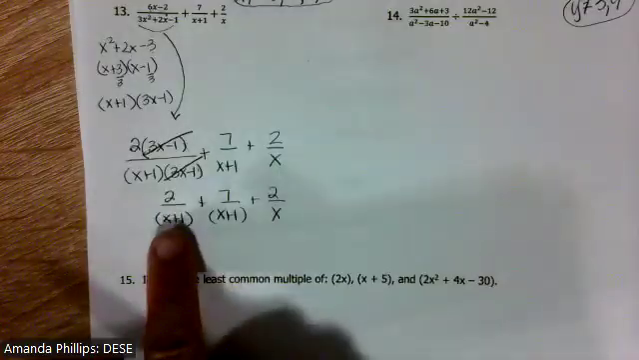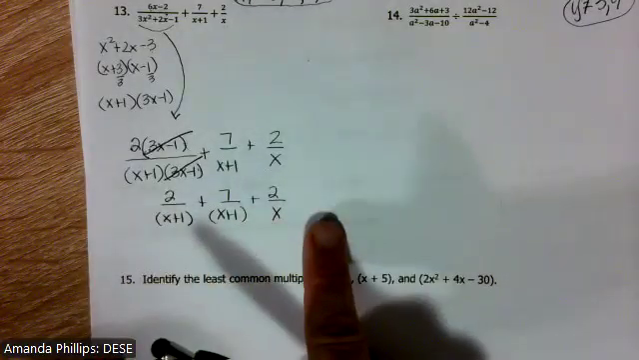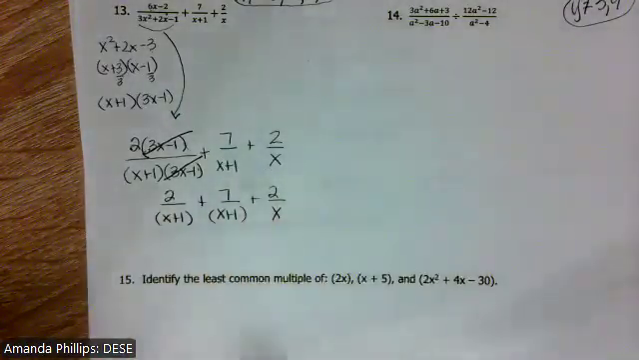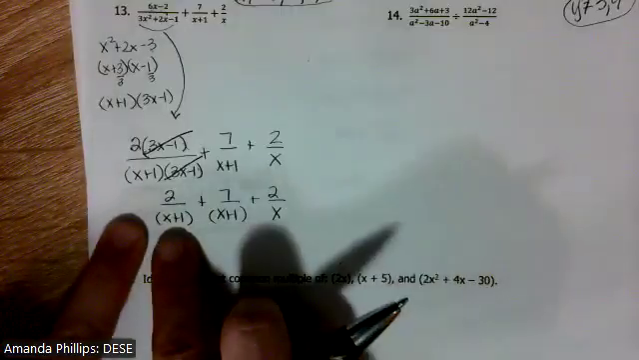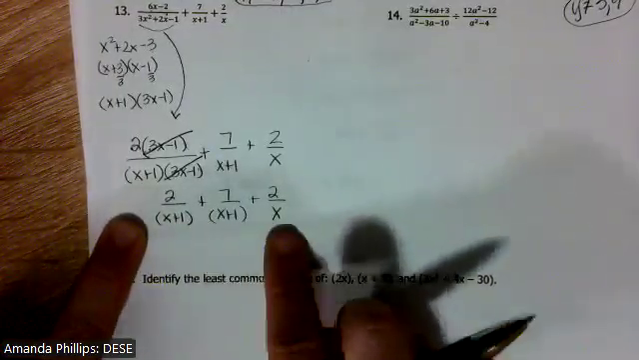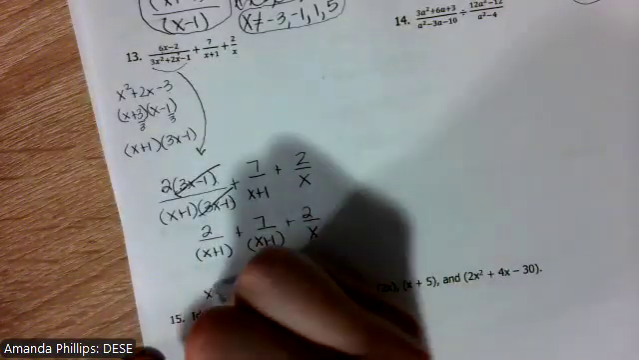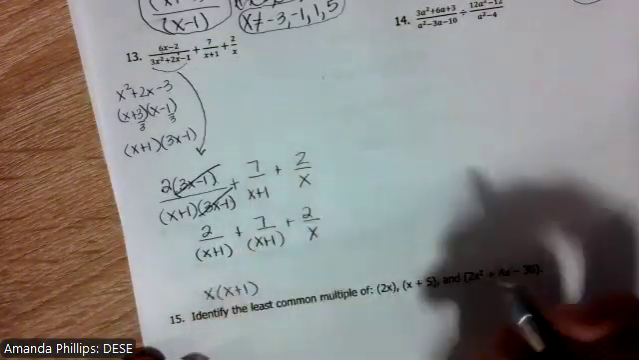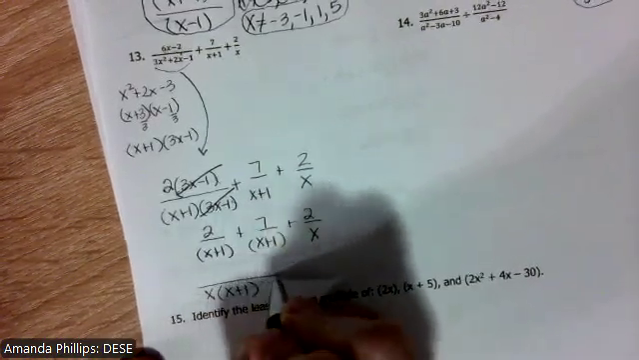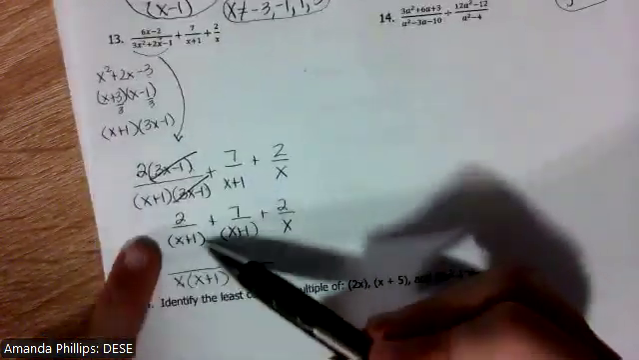So let's look at this. What do they need to all have? Because they all need every factor. Well, it needs to have an x plus 1, that's an x plus 1 also, and it needs to have an x. So my final denominator is going to be x times x plus 1, or I should say my least common denominator.